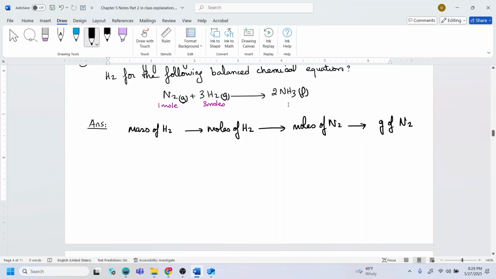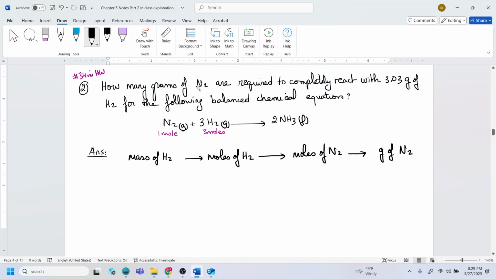So balance your equation, please. Once you balance your equation, you're going to see that for every 3 moles of hydrogen, I am reacting it with 1 mole of the nitrogen to form 2 moles of ammonia. So you need the mass of the nitrogen, and you are given the mass of the hydrogen. So start with the mass of the hydrogen, get the moles of the hydrogen, and from the moles of the hydrogen, you can relate that to the moles of the nitrogen. From the moles of the nitrogen, you can relate this to the grams of the nitrogen.